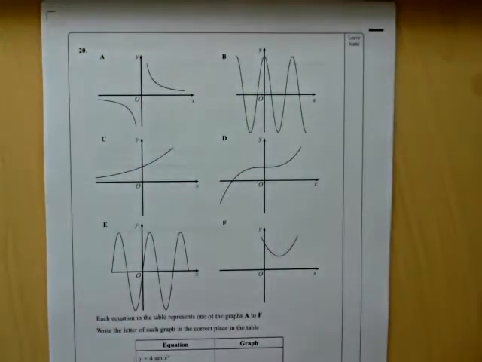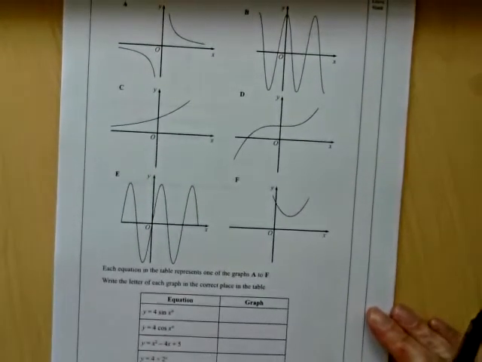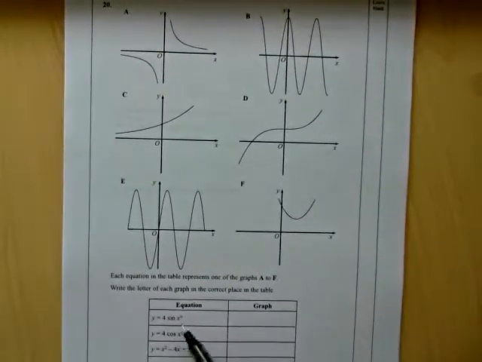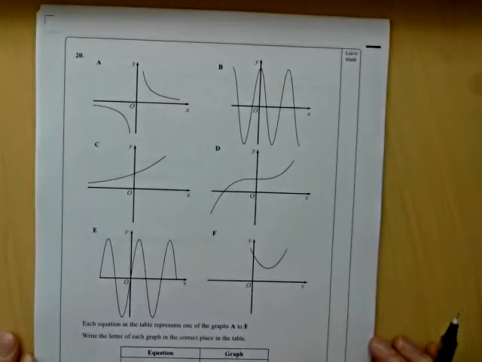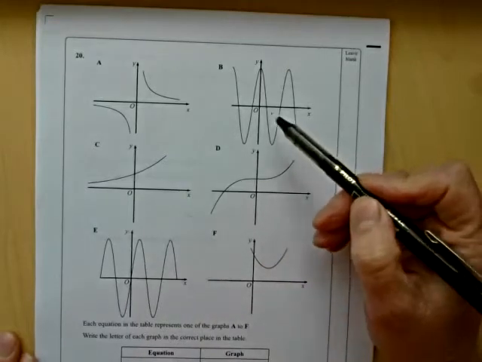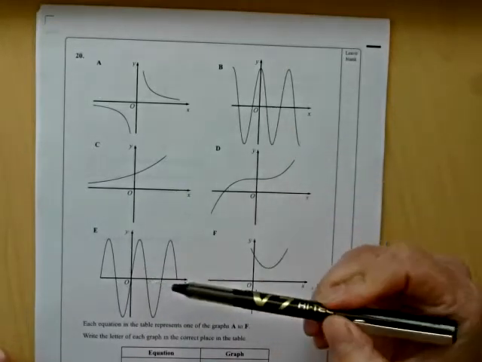So question 20, we've got to match the graphs to the letters that have been drawn. Slightly out of shot you can see the equations. So I'll start with y equals 4 sine x. Now sine x will be a wave type graph, so it's going to be either B or E.